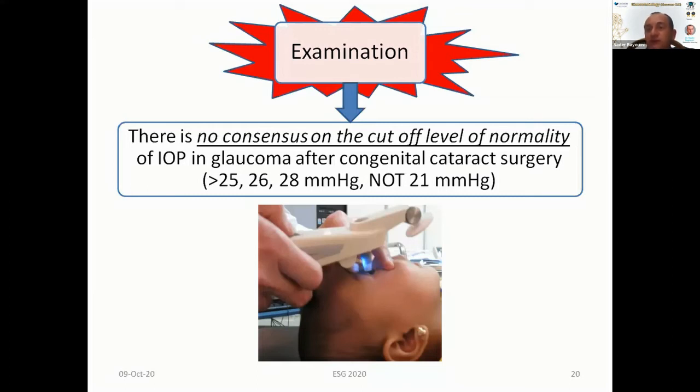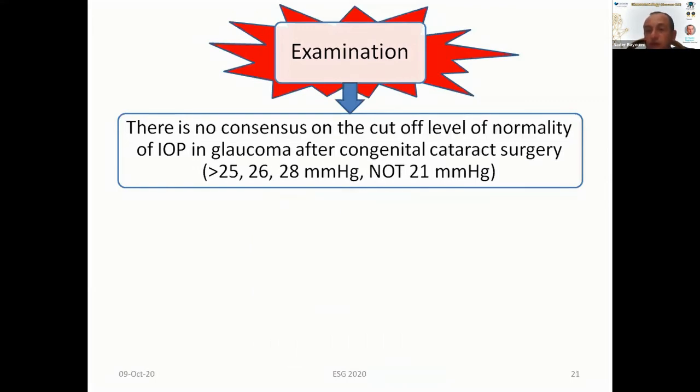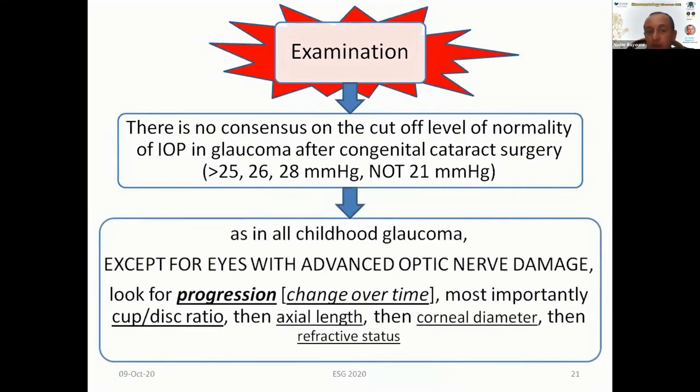It is dependent on the age group, actually, the anesthetic that you use, the tonometer, the technique. There are a lot of variables. But end of the story or baseline, it's not the usual 21 millimeters mercury of the adults. Okay? So, as in all childhood glaucomas, except for eyes with advanced optic nerve damage, we have to look for progression or change over time.